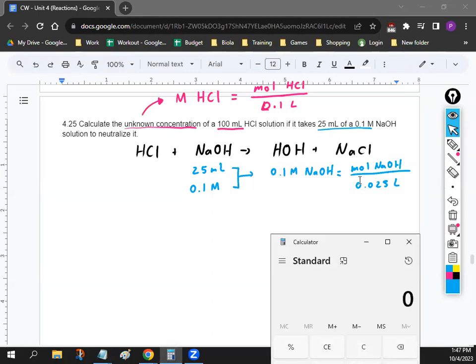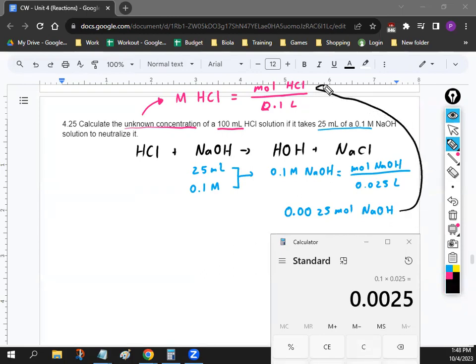Okay, guys, so we're gonna calculate for moles of NaOH. To do that, we're gonna do 0.1 times 0.025. And so the answer for this part right here will be 0.0025 moles of NaOH. And what we have to do now is convert this into moles of HCl. Make sense so far?